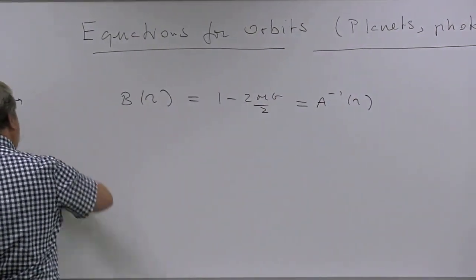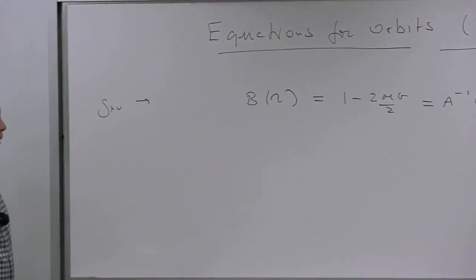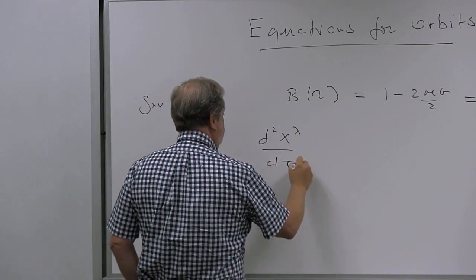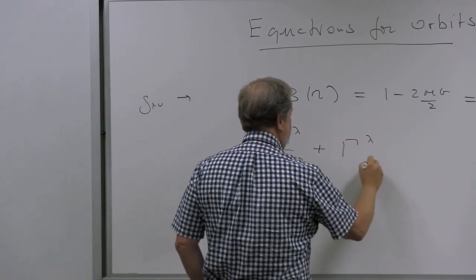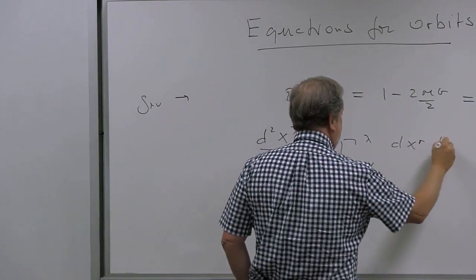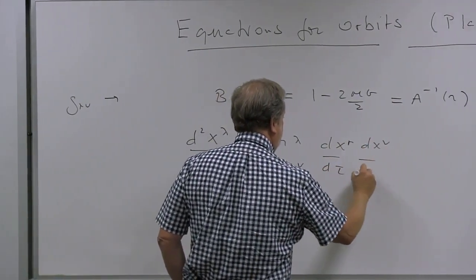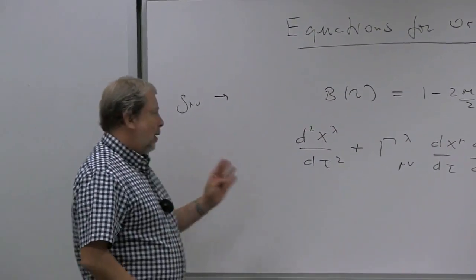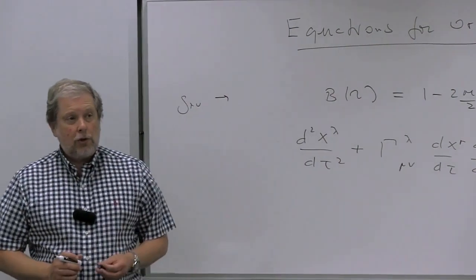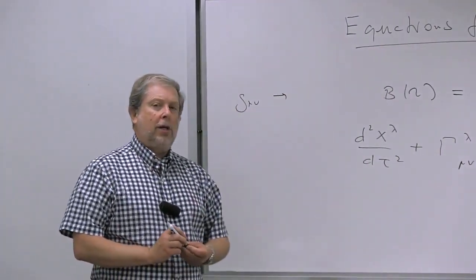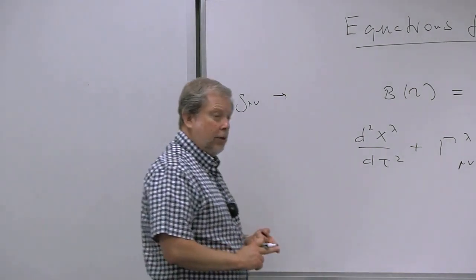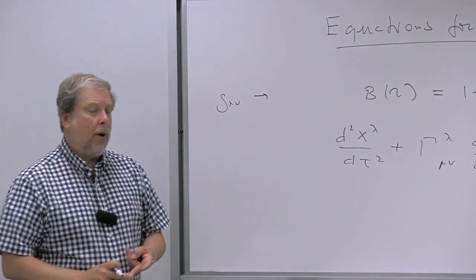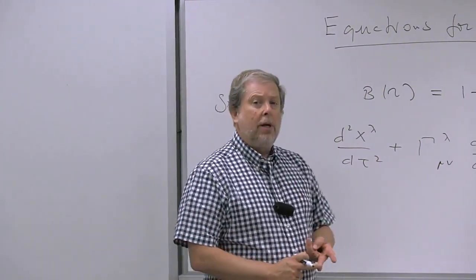And the other thing that we need to solve are the equations of free fall. So we have that the second derivative of x lambda with respect to tau squared plus gamma lambda mu nu dx mu dx nu by d tau is equal to 0. As we discussed at the end of the last lecture, these equations just reduce to 4 relatively simple equations: one for the r component, one for the theta component, one for the phi component, and finally one for the time.